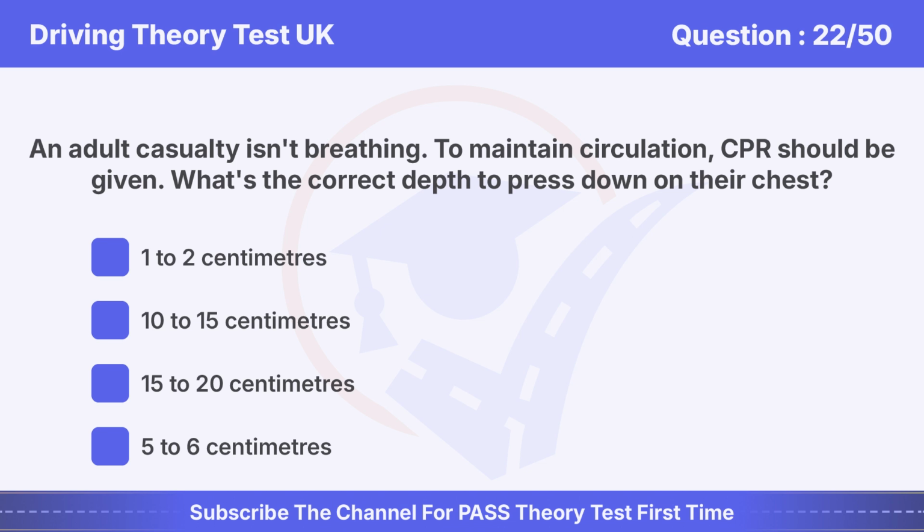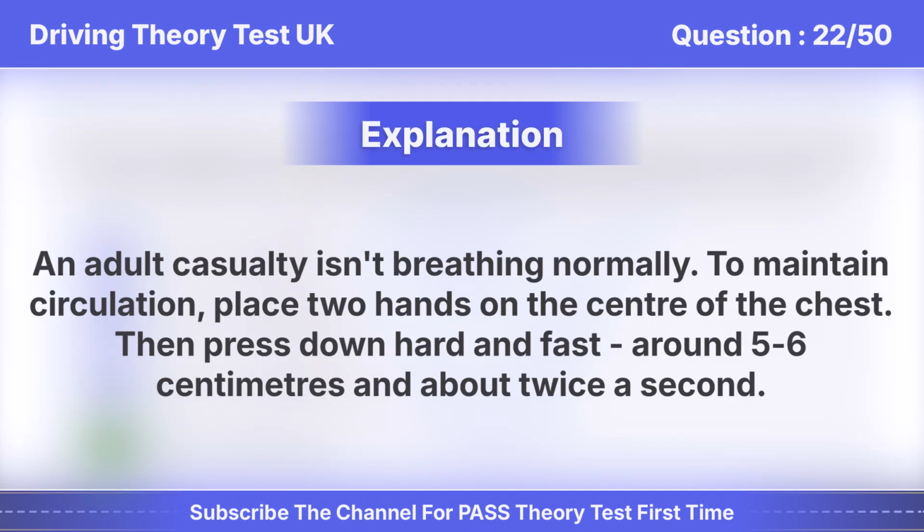Question 22. An adult casualty isn't breathing. To maintain circulation, CPR should be given. What's the correct depth to press down on their chest? Answer is D, 5 to 6 centimeters. An adult casualty isn't breathing normally. To maintain circulation, place 2 hands on the center of the chest. Then press down hard and fast, around 5 to 6 centimeters and about twice a second.